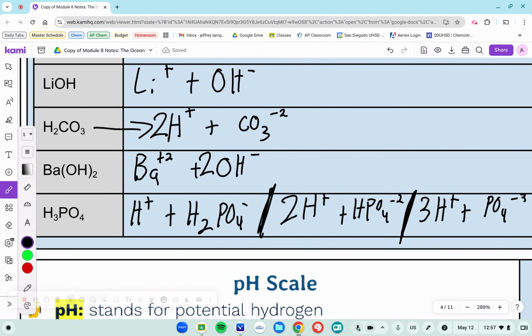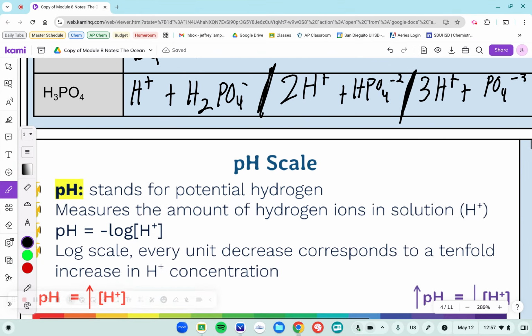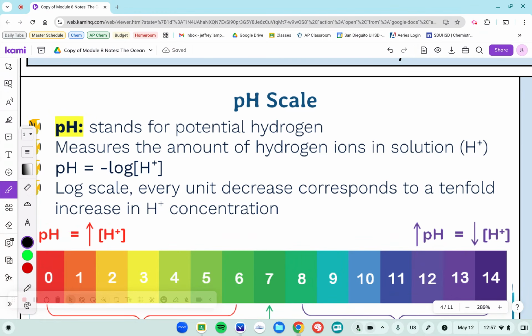All right. Let's go ahead and keep moving on then and talk about pH. Now, during yesterday's lab, y'all got to see the pH scale, right? You got to use pH paper and measure the pH of different substances. Now, pH just stands for potential hydrogen. In basics, it's measuring the amount of hydrogen present in a solution. Specifically, it's measuring the amount of H+ in a solution, right?